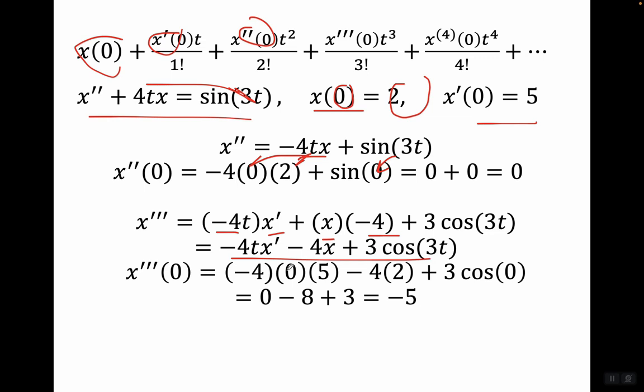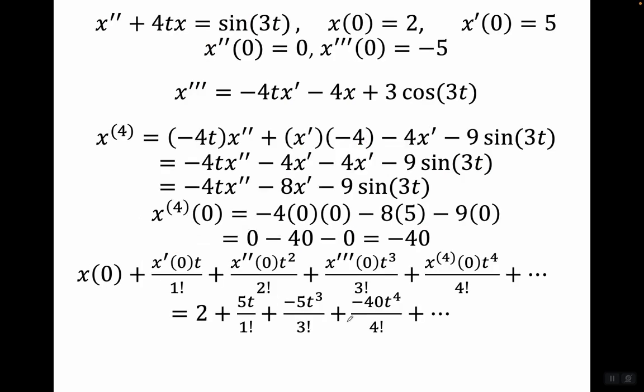Plug in numbers. So in this case, you've got the negative 4. T is going to be 0, and x prime of 0 is going to be 5. That comes from over here. We know x is going to be 2. That came from over here. So we have 4 times 2. And 3 cosine 3t, that's 3 cosine 0. So we end up with 0 minus 8 plus 3, which is negative 5. X triple prime of 0 is negative 5.